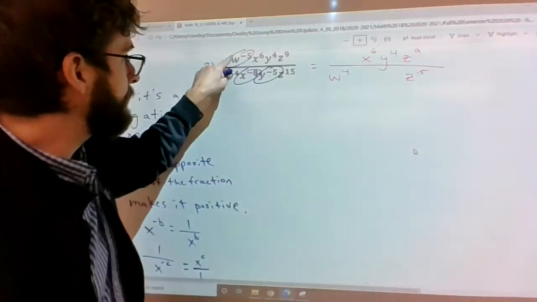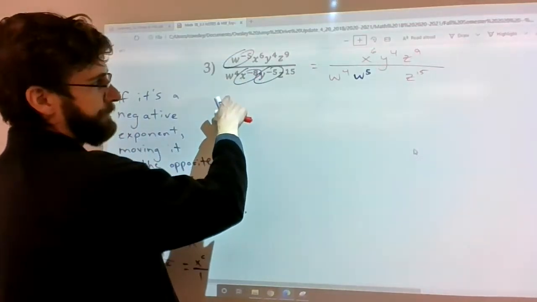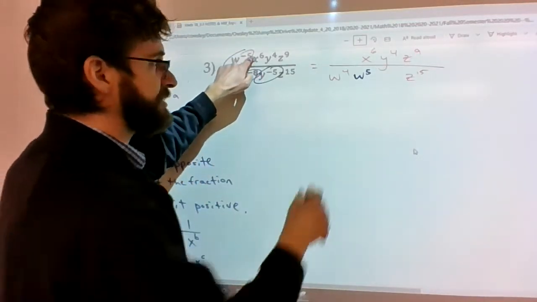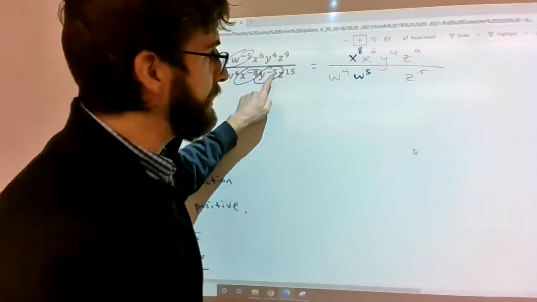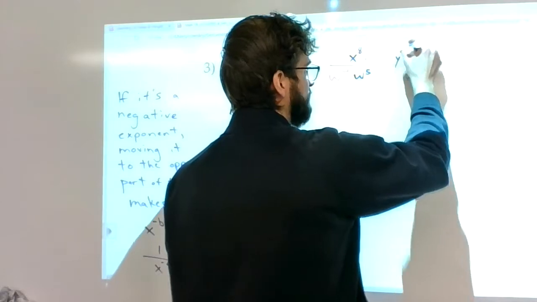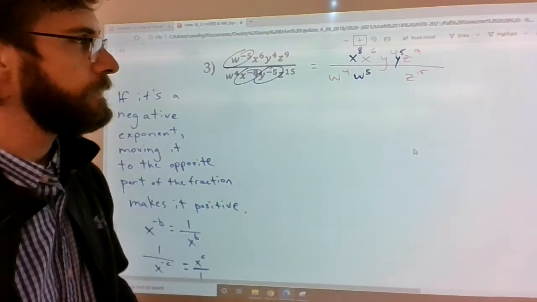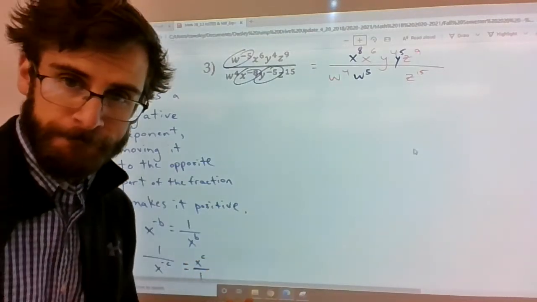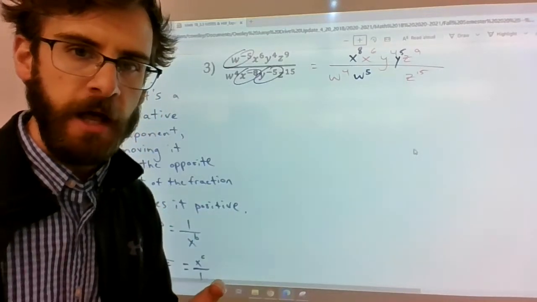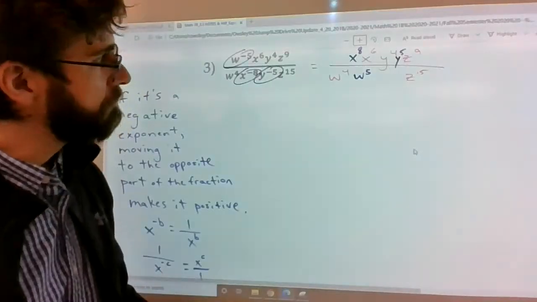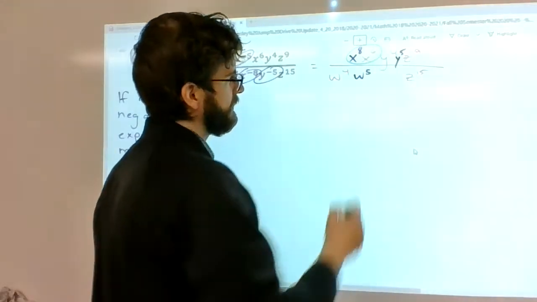But your w to the negative 5 is going to be w to the positive 5 on the bottom. X to the negative 8 is going to be x to the positive 8 on top. Y to the negative 5 on the bottom is going to be y to the positive 5 on top. So, now that everybody's a positive exponent, it's easier for us to visualize: hey, you guys are on the same side here.